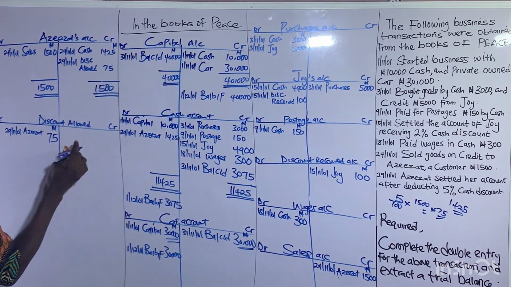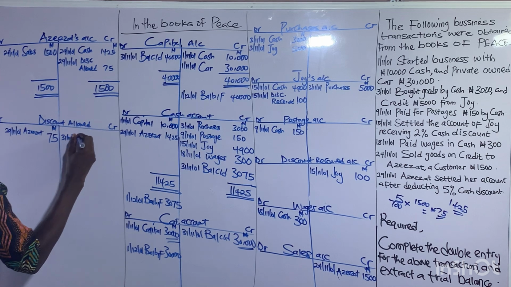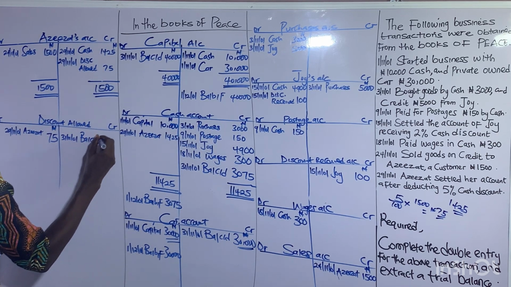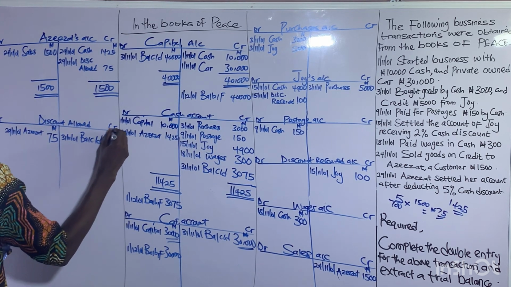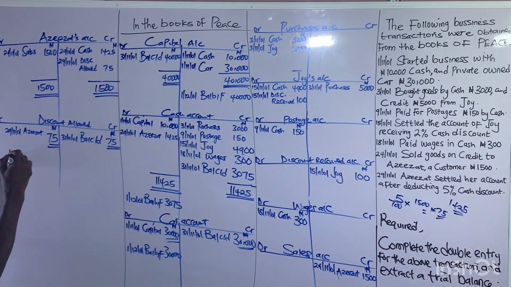Then discounts allowed. Nothing is here, something is here. So 31st 11/01, balance carried down, that's 75. Then you close your account. For every balance carried down, there must be balance brought forward. That's 30. That's the new balance now.